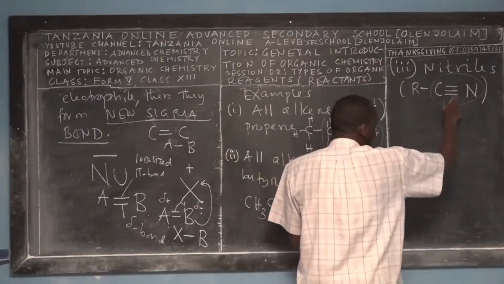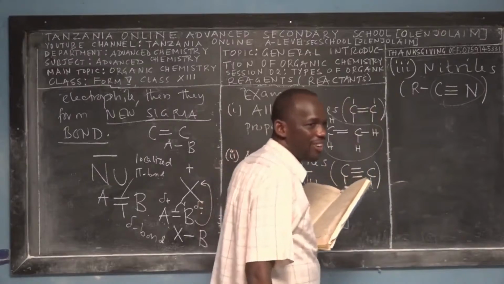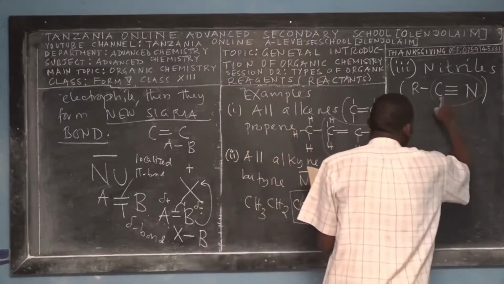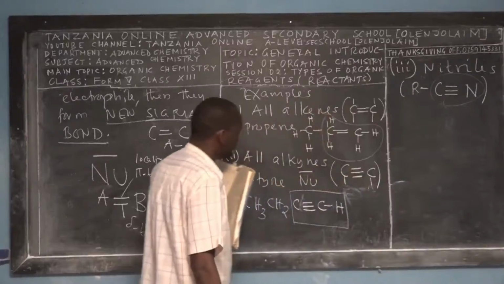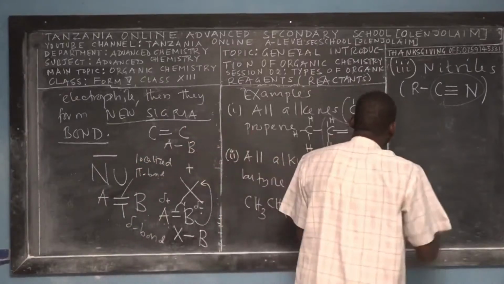Another homework again. How many pi bonds do we have there and how many sigma bonds, and why? Because these are unlike atoms. These are like atoms. That's a factor in chemistry.